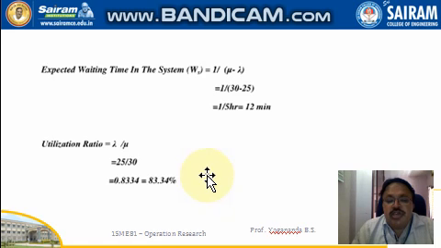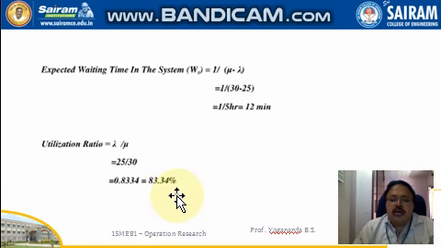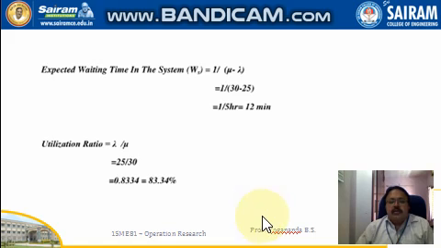So utilization factor is lambda by mu. That is the formula. It is 83.34% is the utilization factor.